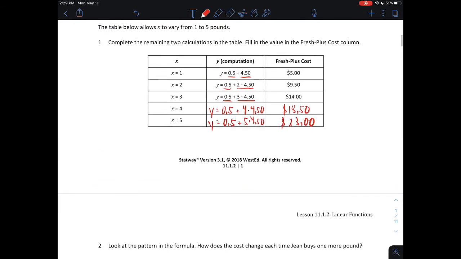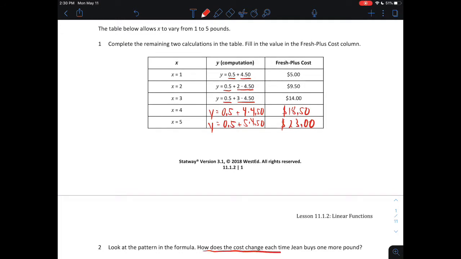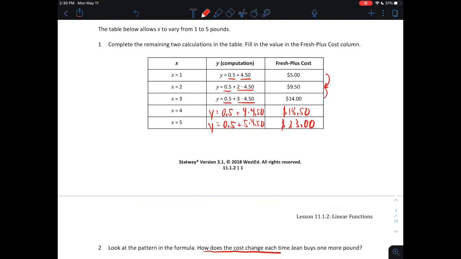So if we notice in the middle column, that's where our formula was, our computation. We saw that she always had to pay 50 cents to go, but the thing that changed was how many pounds of meat she was buying. We can also take a look at, in the last column, how does the cost change each time? How did the cost change when she went from 1 pound to 2 pounds? Or when she went from 2 pounds to 3 pounds? Or from 3 pounds to 4, or 4 pounds to 5? Can you recognize the pattern there?